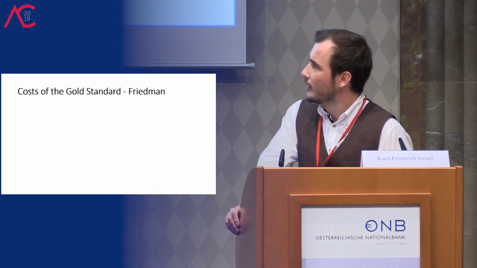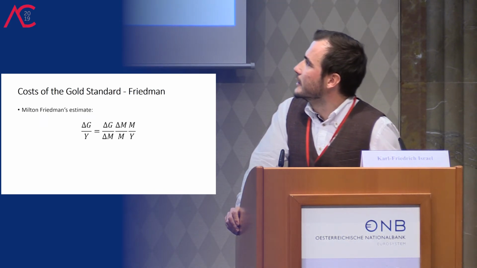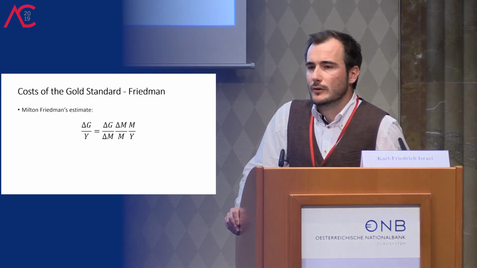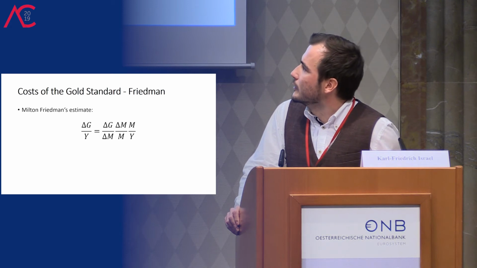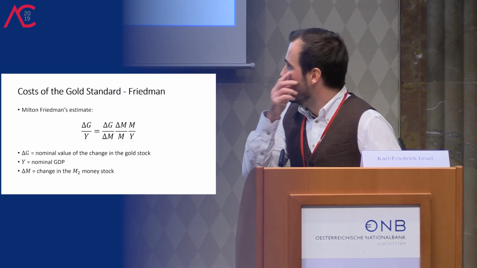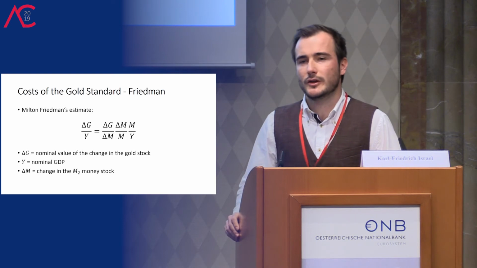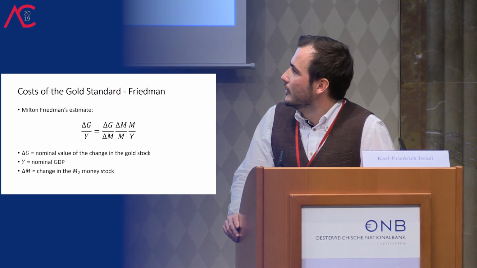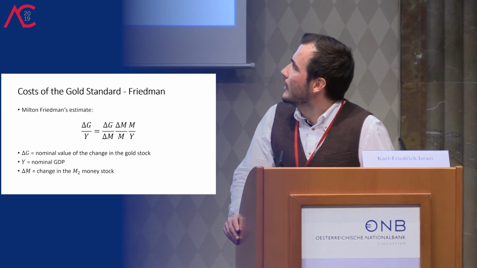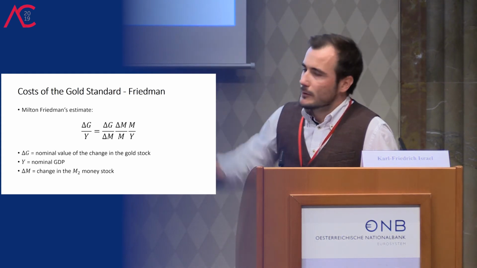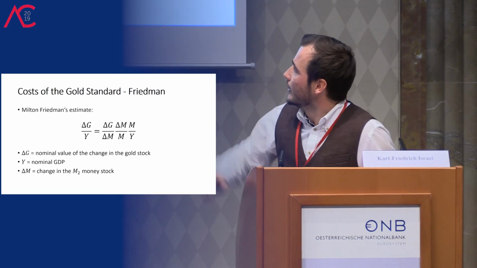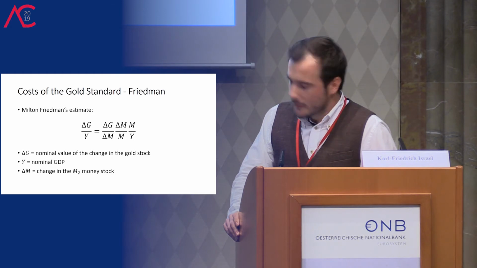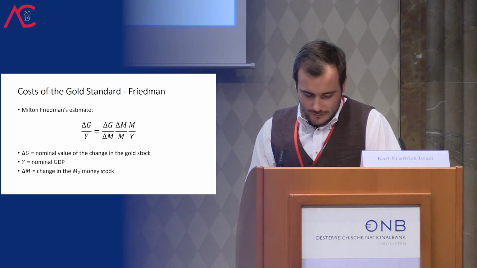Friedman tried to estimate the annual resource costs of a gold standard relative to GDP. So we have delta G, which is the nominal value of the change in the gold stock, and Y is nominal income or GDP. And he decomposed this fraction that he wanted to estimate into three parts. So we have, first of all, delta G divided by delta M.